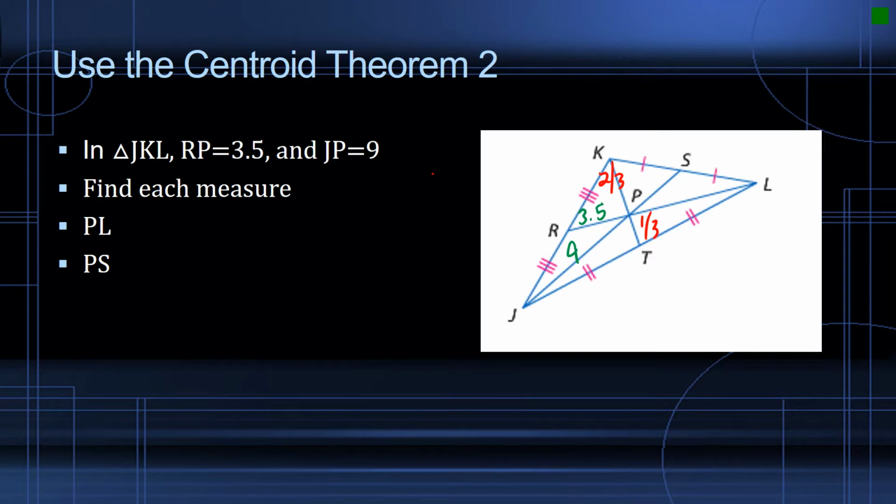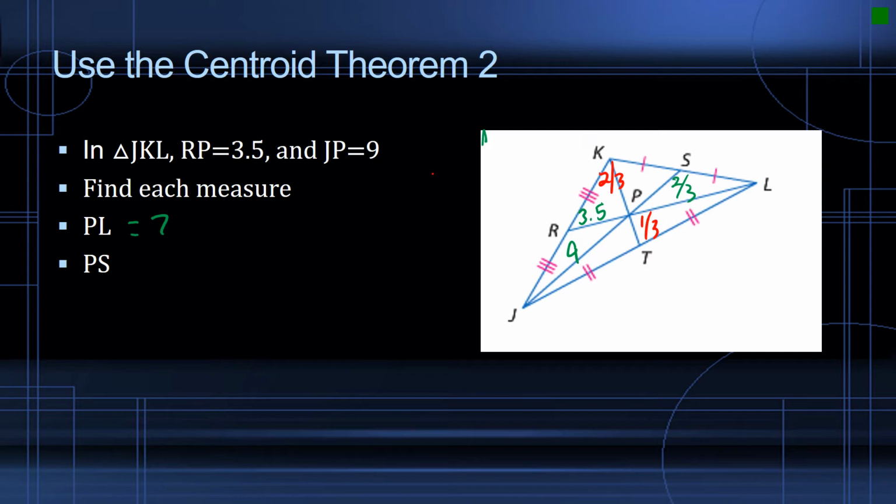All right, now find each measure, PL. Well, PL is going to be 2/3 of the total length of RL, and so that means it's going to be twice as far, or have twice the length of RP. There's a 2-to-1 relationship between these two segments. One of them's 2/3, one of them's 1/3. If you cancel out the denominators, you've got a 2-to-1 relationship. So PL would be twice the amount of RP, which means PL is going to equal 7.